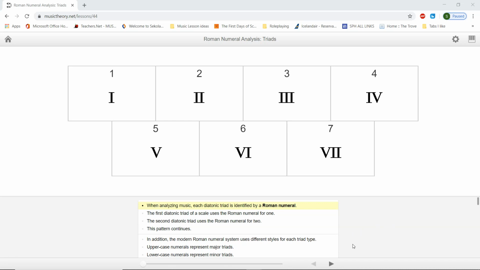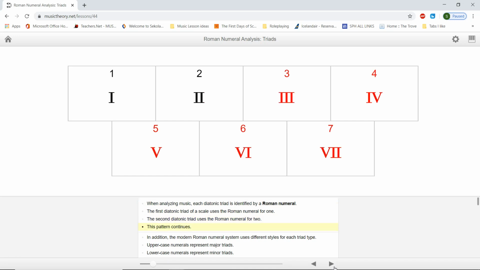Okay, on a scale, I talked about scale degrees already with you. Every note in the scale is set to a scale degree or a number. We use Roman numerals to identify those scale degrees, and those also apply to chords, to triads, what we just talked about. So, for example, each diatonic triad, that's each one in a key in a scale, is going to be identified by a Roman numeral. The first one is the Roman numeral for 1, the second one is 2, 3, 4, 5, 6, 7, it keeps going.